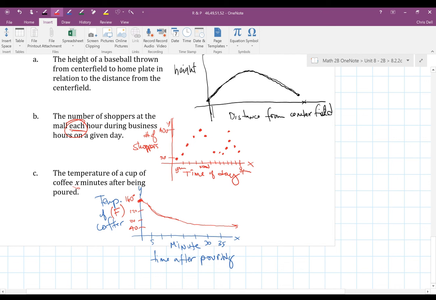But that might be something that looks like there. So that's my interpretation graphically of each of those scenarios.